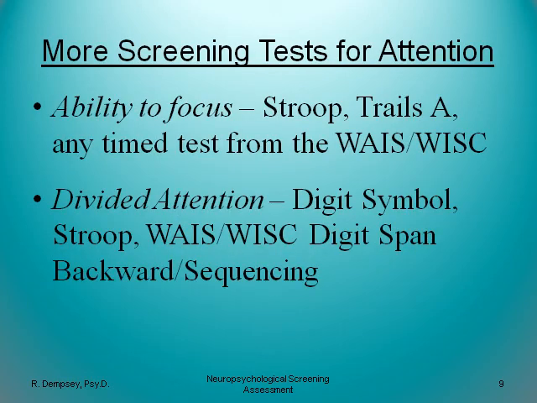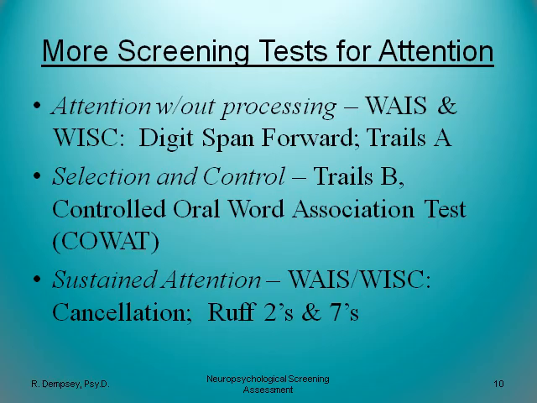More screening tests that are used for attention include the ability to focus, which is measured by Trails A, Stroop, and really any timed test from the Wechsler system. Divided attention, which is digit symbol, Stroop, digit span backwards. Attention without processing is found in the Wechsler system, digit span forward, and Trails. And selection and control, remember we were talking about the different types of attention, Trails B and the Stroop.